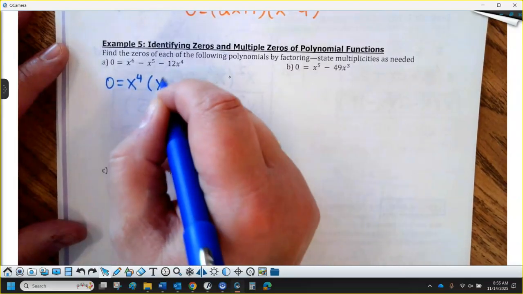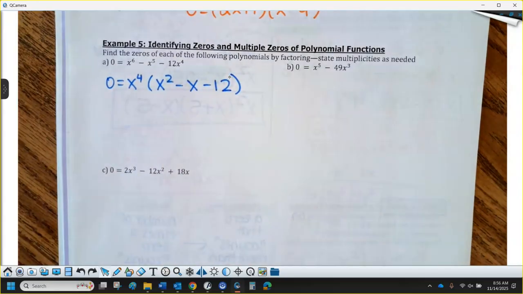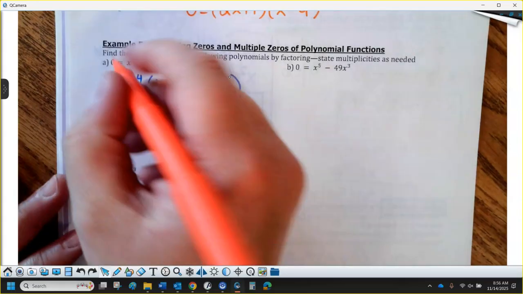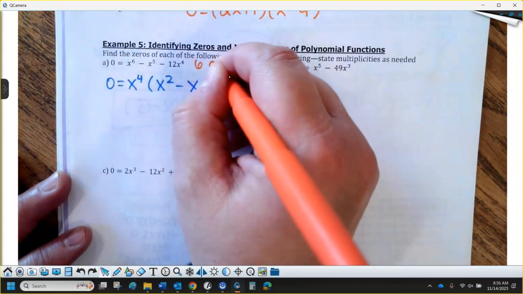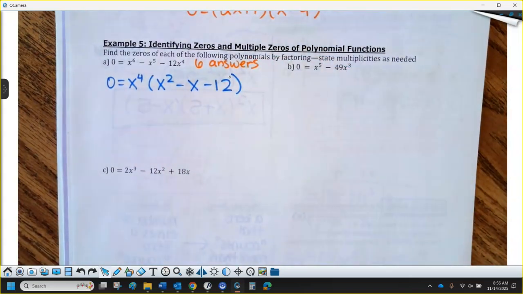All right, now left over, you'd have x squared minus x minus 12. I'm going to take 4 out of each exponent. Sorry, I should have written this. I can tell right away from that x to the 6th that this should have 6 answers. It's in standard form, so I can see right away I should have 6 answers to this question, but we can count the multiplicities in this.